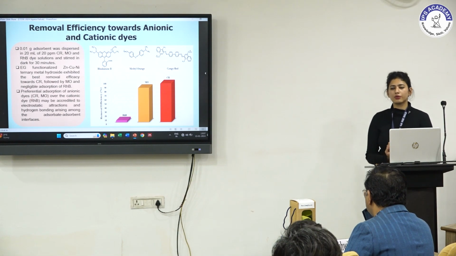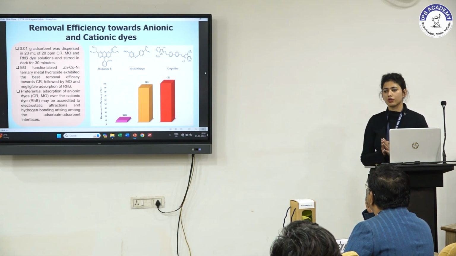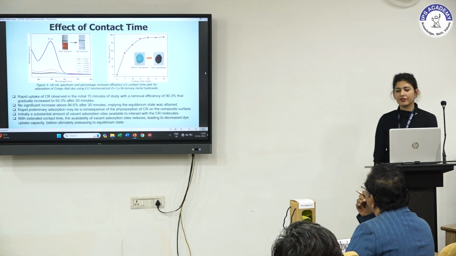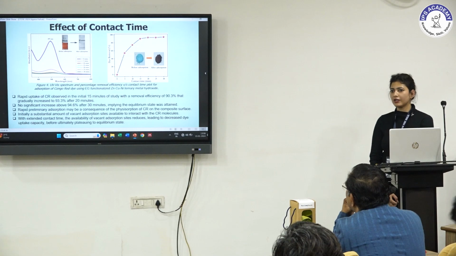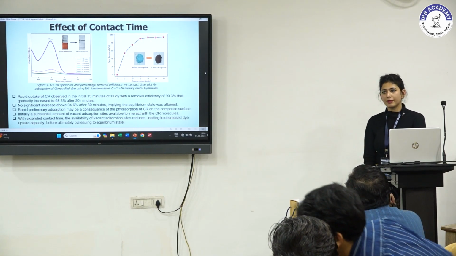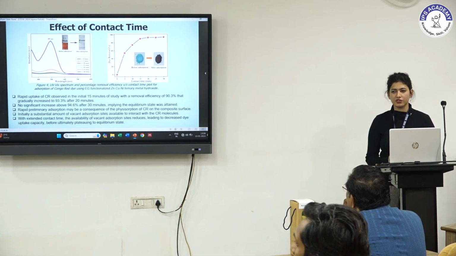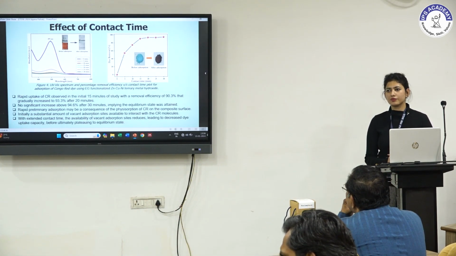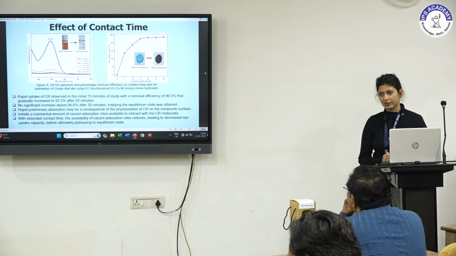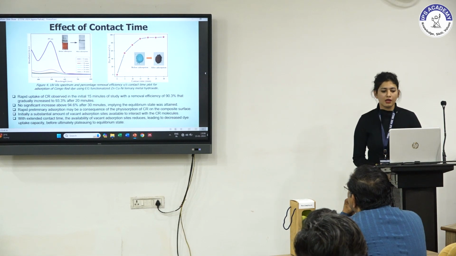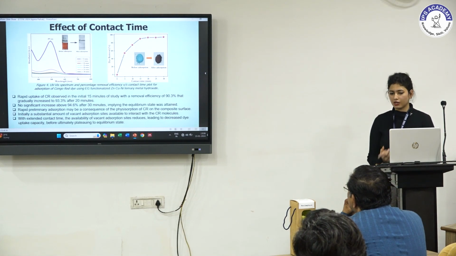This could be attributed to the preferential adsorption of anionic dyes over cationic dyes due to the electrostatic attraction and hydrogen bonding between the adsorbate and adsorbent. Then we studied the effect of contact time on uptake of Congo red by synthesized material, and rapid uptake of Congo red was observed in initial 50 minutes, which was around 90%, and it was observed that around the 30-minute mark, around 94% adsorbate was removed, after which it attained equilibrium.